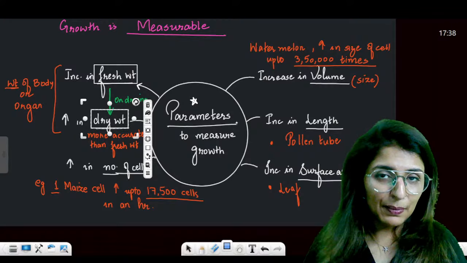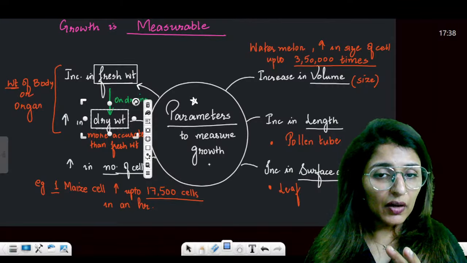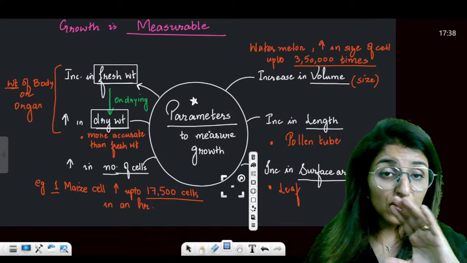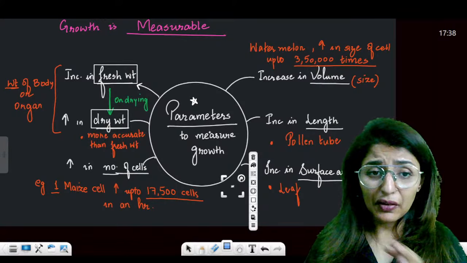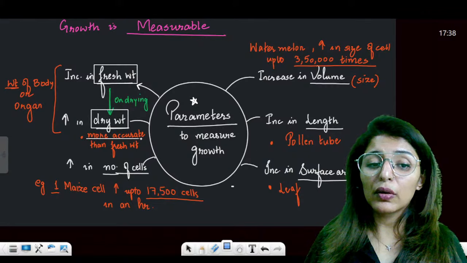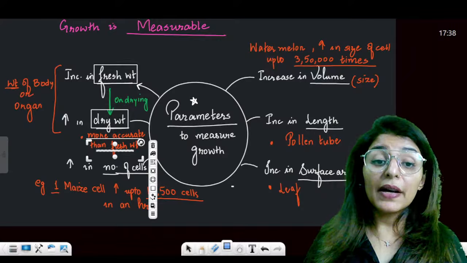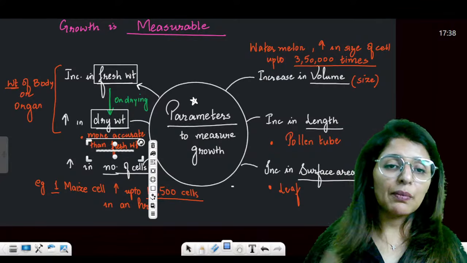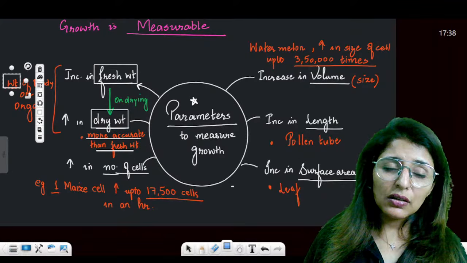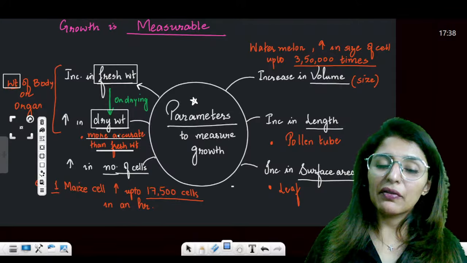dry weight as a parameter. Why? Because in dry weight, the water has already been removed, right? So on drying, all we have is the solid matter which is present. There is no water weight. Water is removed. So that is why dry weight is always considered more accurate than the fresh weight. So dry weight is a better and a more authentic parameter as compared to the fresh weight. Is this clear? So whenever we are measuring the weight of the body or an organ, we prefer dry weight.